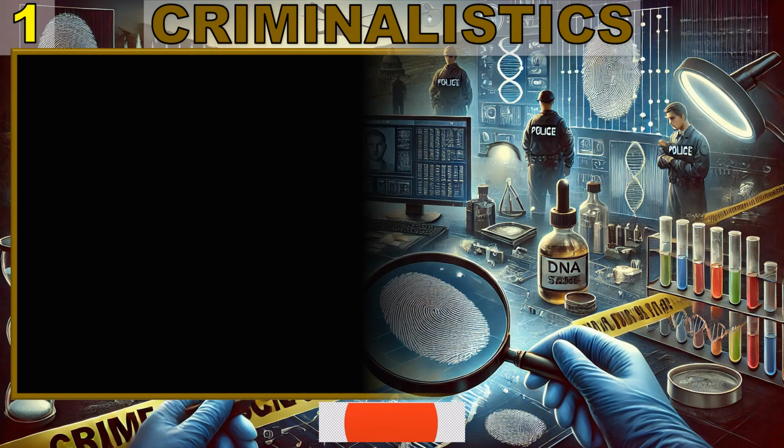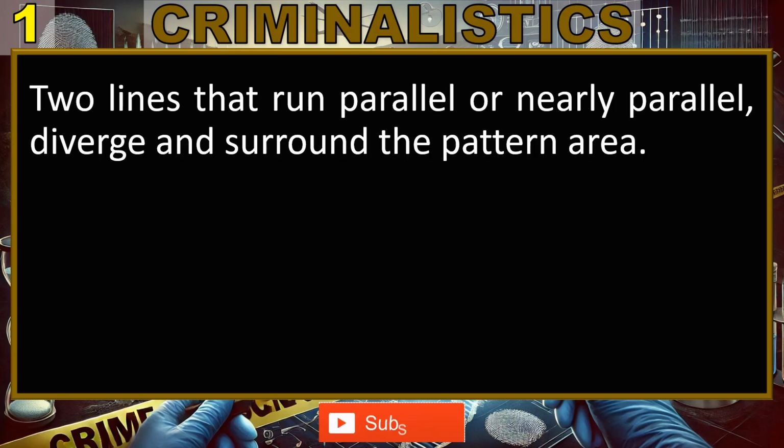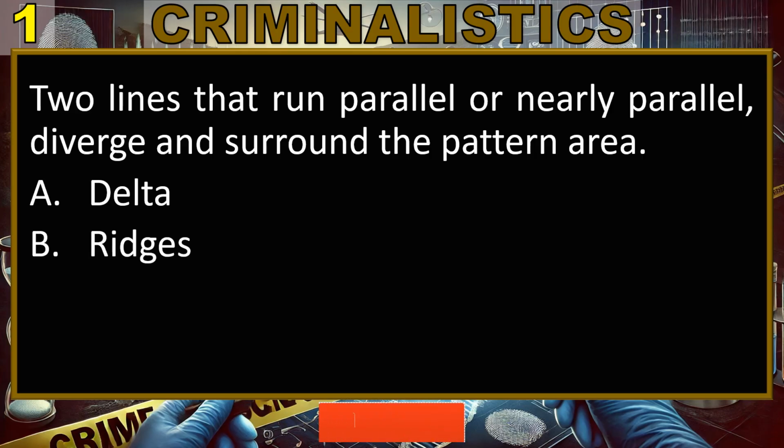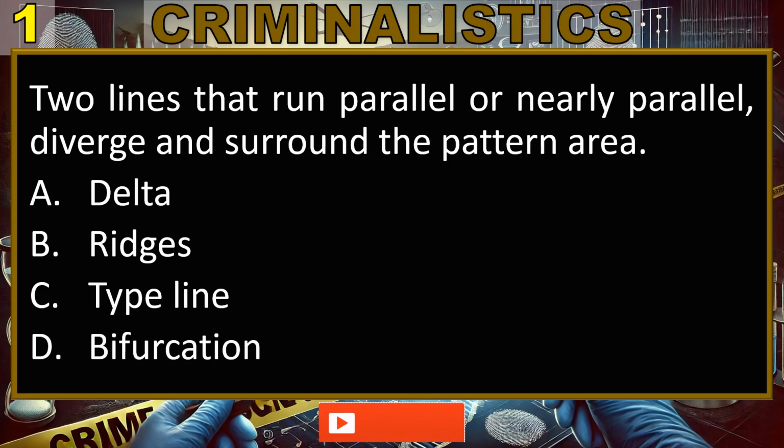Two lines that run parallel or nearly parallel, diverge and surround the pattern area. Letter A. Delta. Letter B. Ridges. Letter C. Type line. Letter D. Bifurcation. In the next 5 seconds, select the best response from the available options.